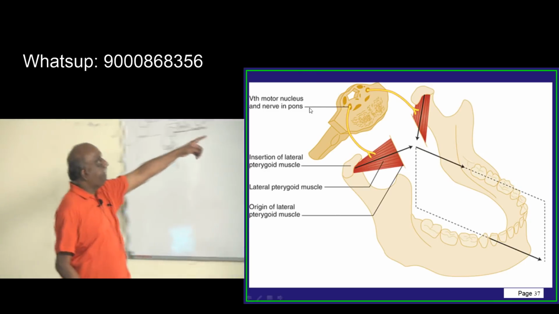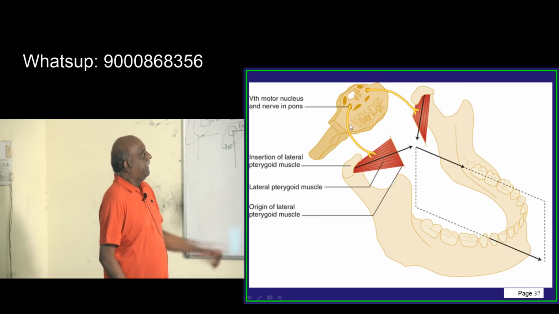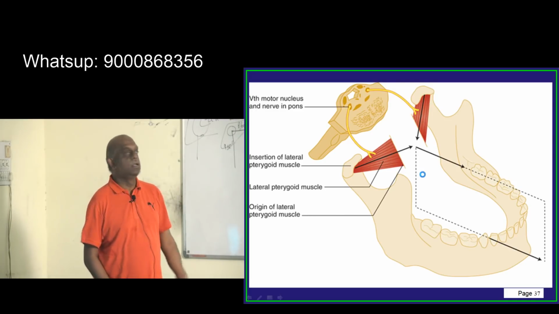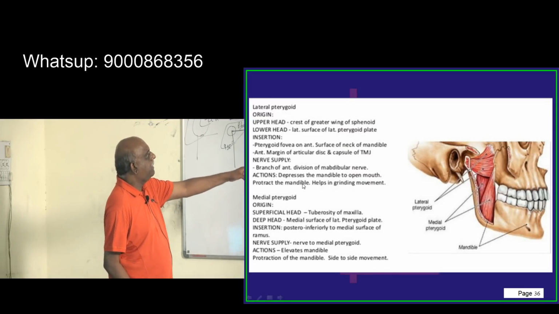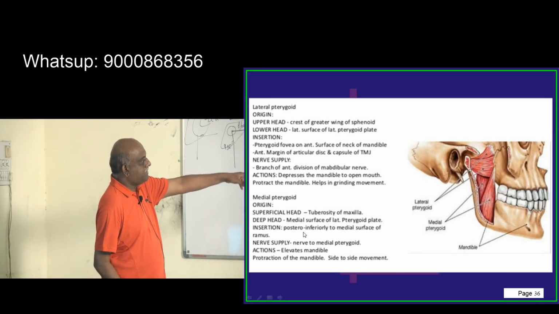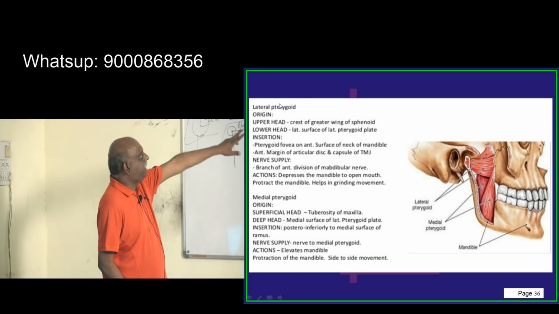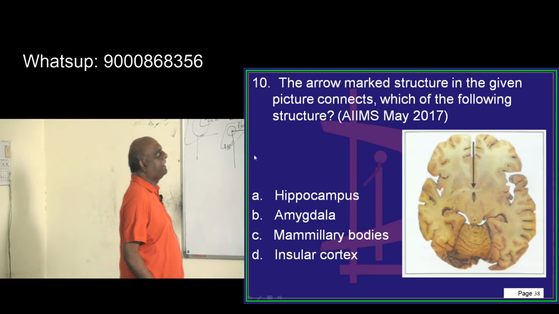So this is how the fifth cranial nerve, the nerve in the pons, the mandibular division is the one which is going and supplying the pterygoid muscles. There is a nerve to the medial pterygoid, and a branch of the anterior division of the mandibular nerve is the nerve supply of the lateral pterygoid, is what you have to ultimately remember.